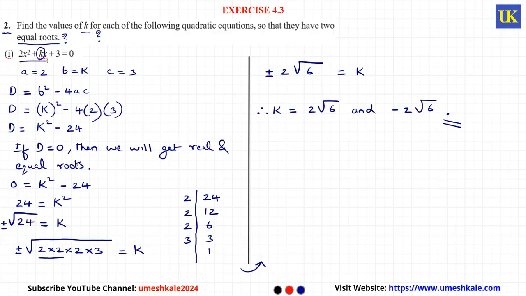Now if we take the value of k as 2 root 6 or minus 2 root 6 here, then this equation will give us real and equal roots when we calculate the answer for this equation. So this is the meaning of this question. They had asked us to find only the value of k, which we have found out. So this completes our answer for this question. Now we will see the second sub question on the next page.